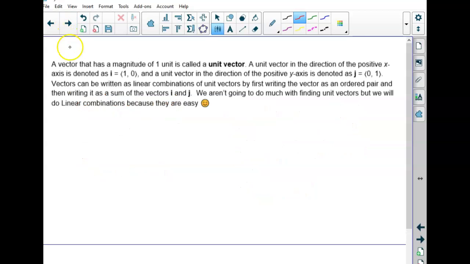Okay. A vector that has a magnitude of 1 is called a unit vector. Its length is shrunk down to 1, okay? A unit vector in the direction of the positive x-axis is called I. I think they use this a lot in electrical engineering. And a unit vector in the positive y direction is called J.